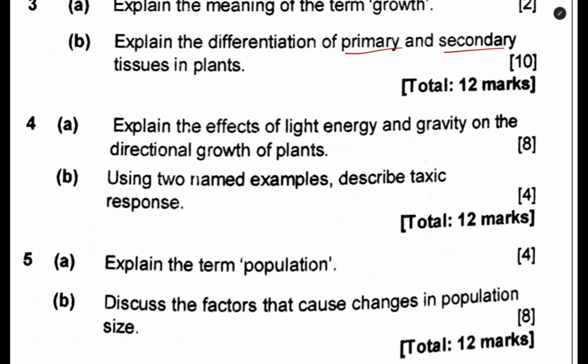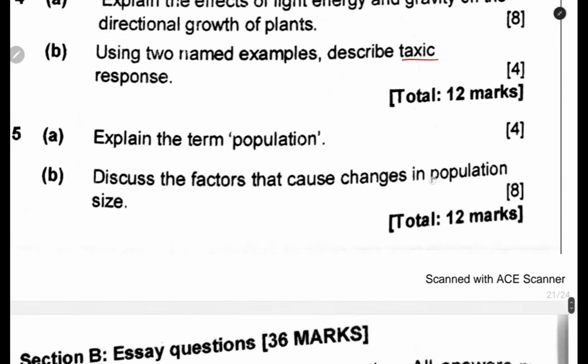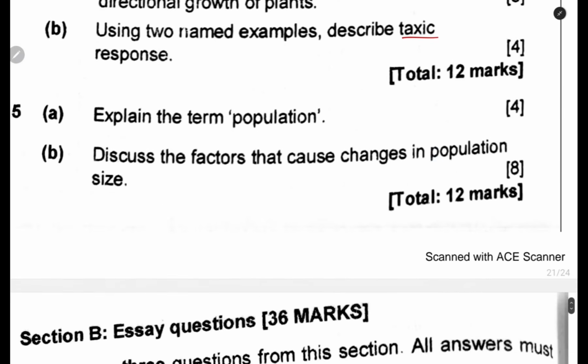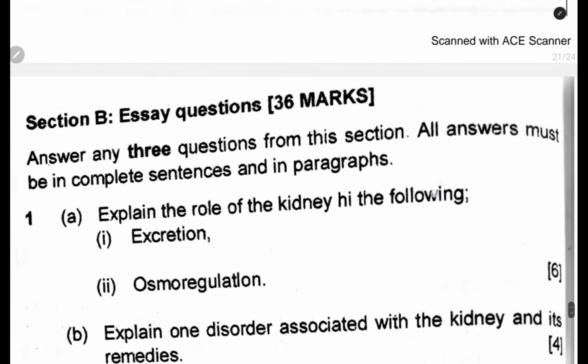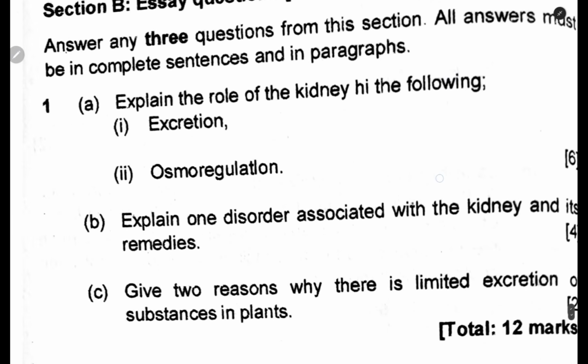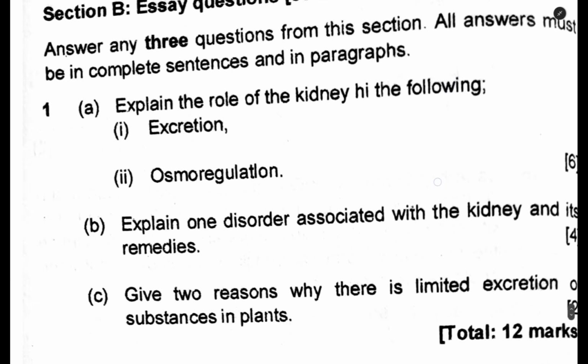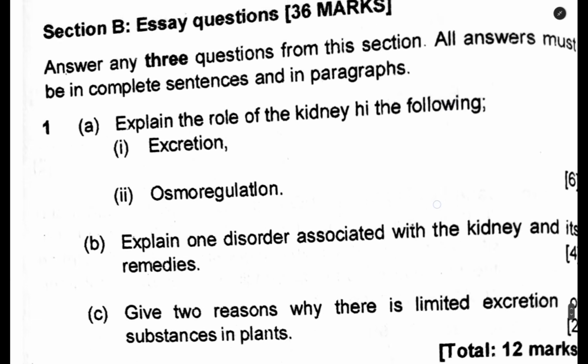Using 2 named examples, describe toxic responses. Then question 5 was on population. Explain the term population. Describe the factors that cause change in population. So this was on population. You need to know it also. You might find it in section A or even section B. Then this one should be in 2023. Was it 2024 or 2023?